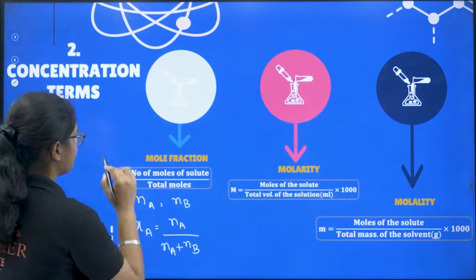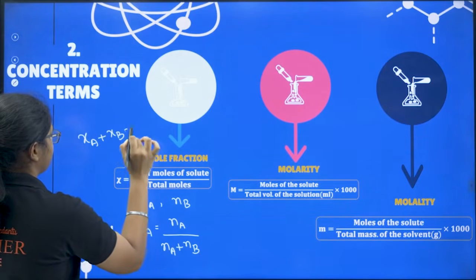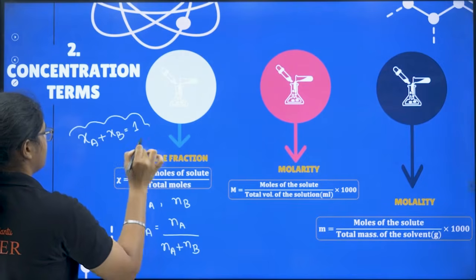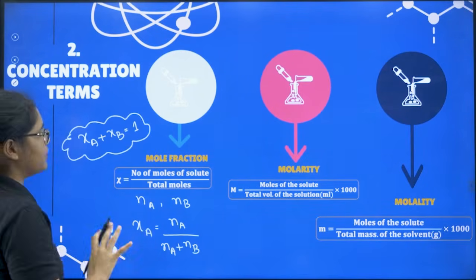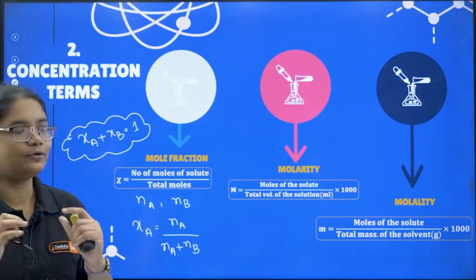Now what is the total mole fraction? You should know this relation: Xa plus Xb will be equal to 1. Okay? Clear? This I have already discussed in the bridge course. If you haven't watched it, please have one more look there.